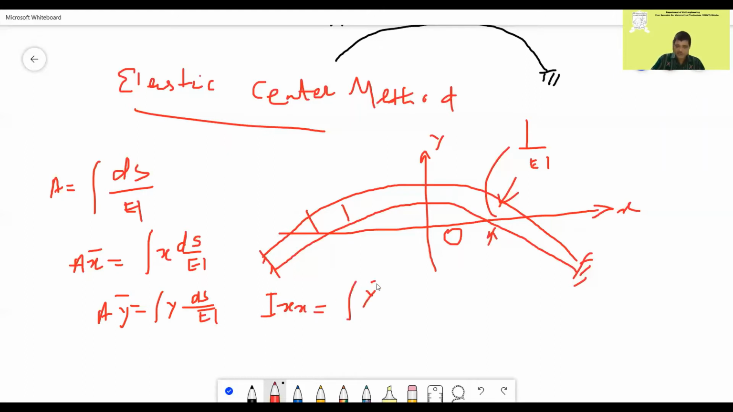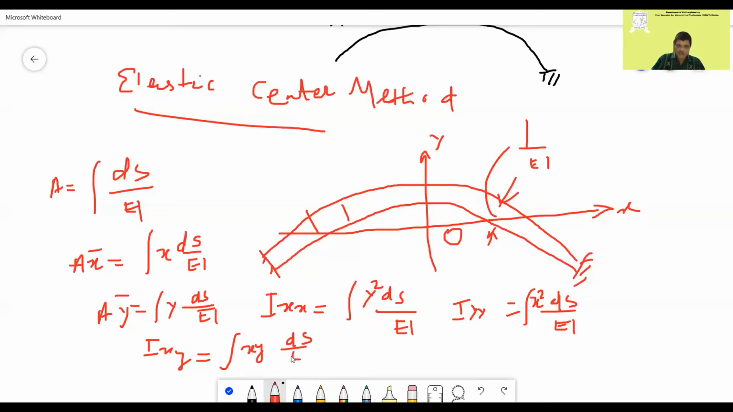Ixx is equal to the sum of y squared ds by EI, and Iyy is equal to the sum of x squared ds by EI. I think these are the properties you know from mechanics, and similarly Ixy. So the geometrical properties can be obtained. The moments of inertia Ixx, Iyy, and Ixy can be obtained using these formulas.